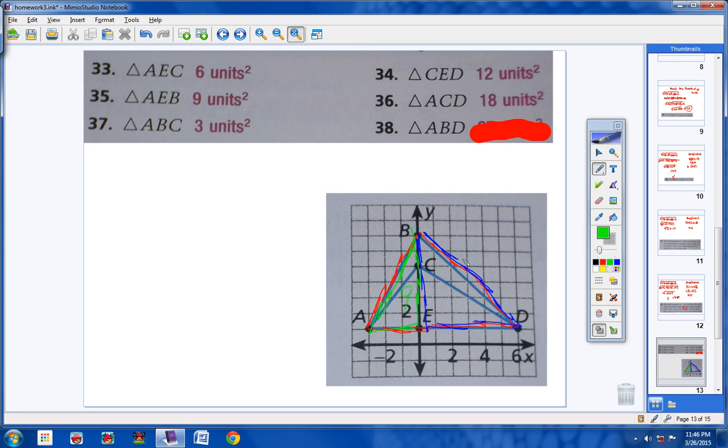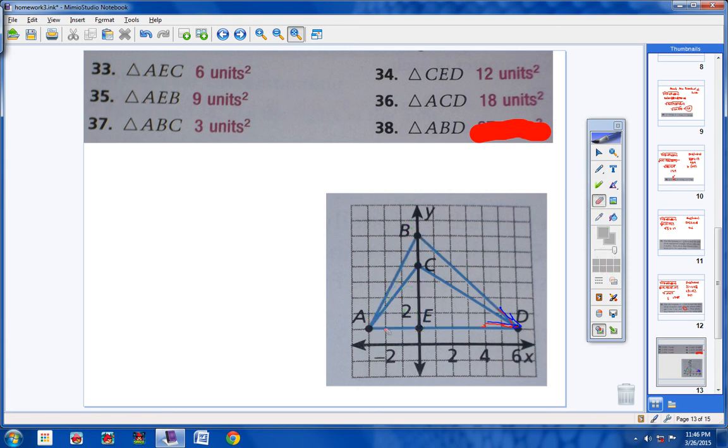Now the blue triangle is triangle EBD. And maybe I didn't find that already. I thought I did. EBD. No, I guess I didn't. So my idea would not work that well. I was just trying to save time and say, let's take this triangle here, and then triangle EBD. I'm not seeing that anywhere. Nope. And then add the two together.